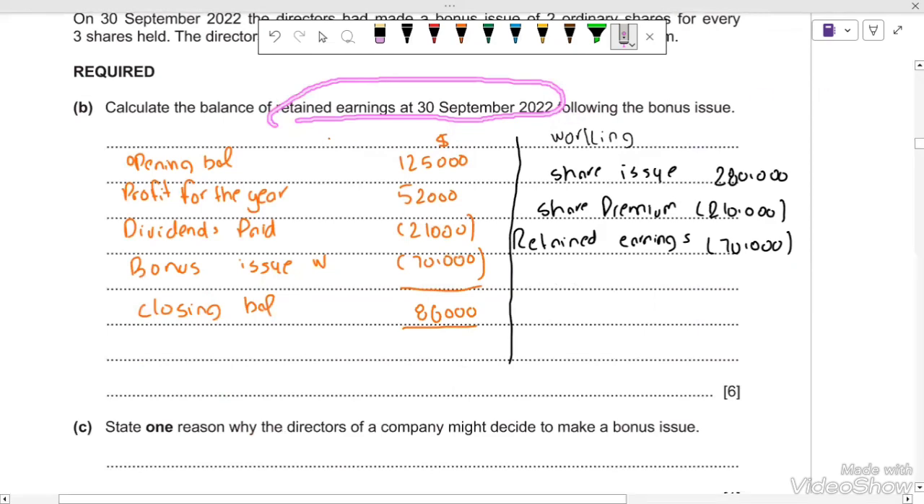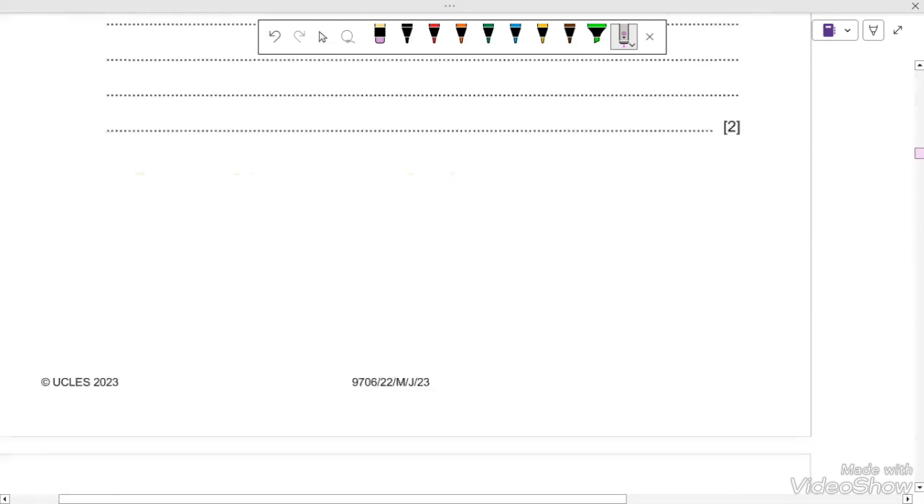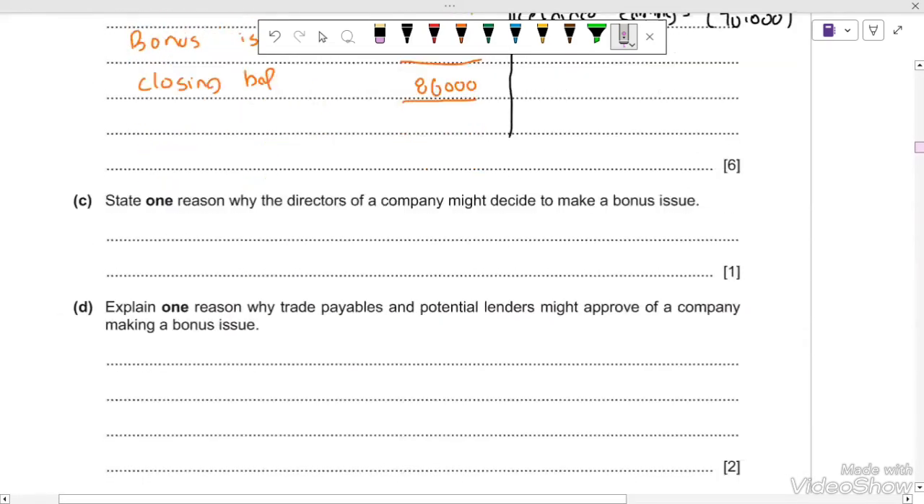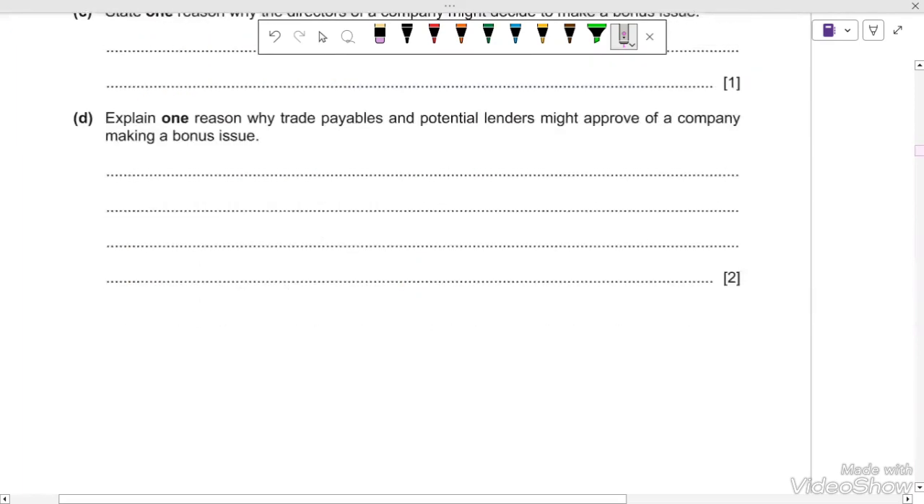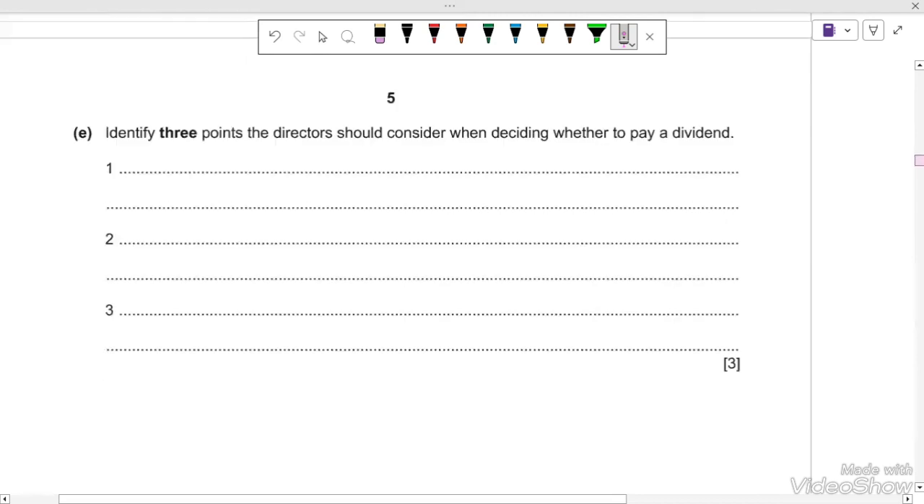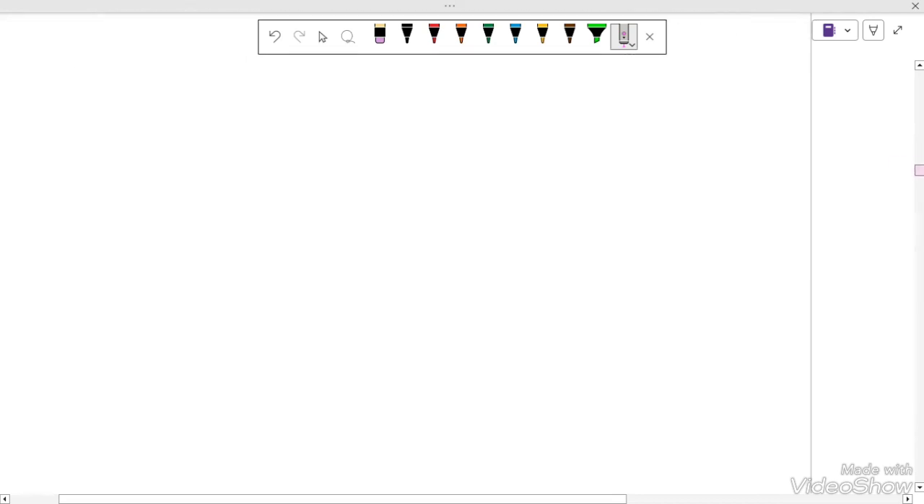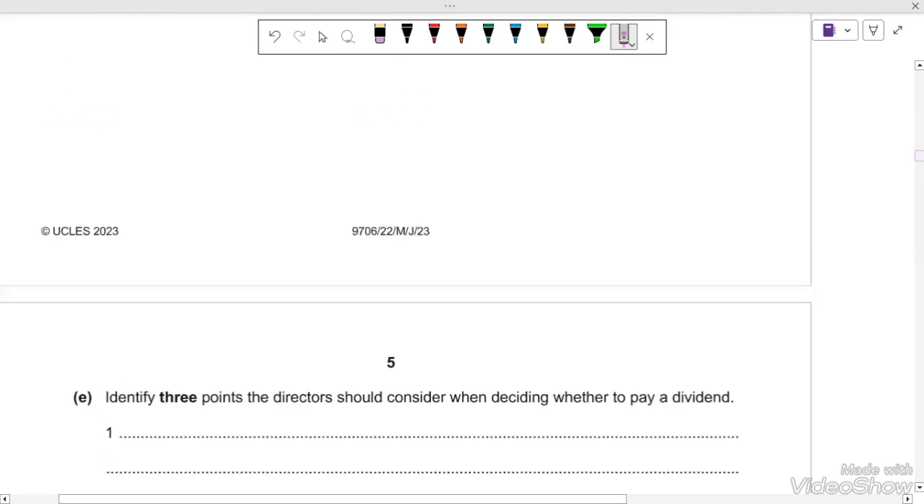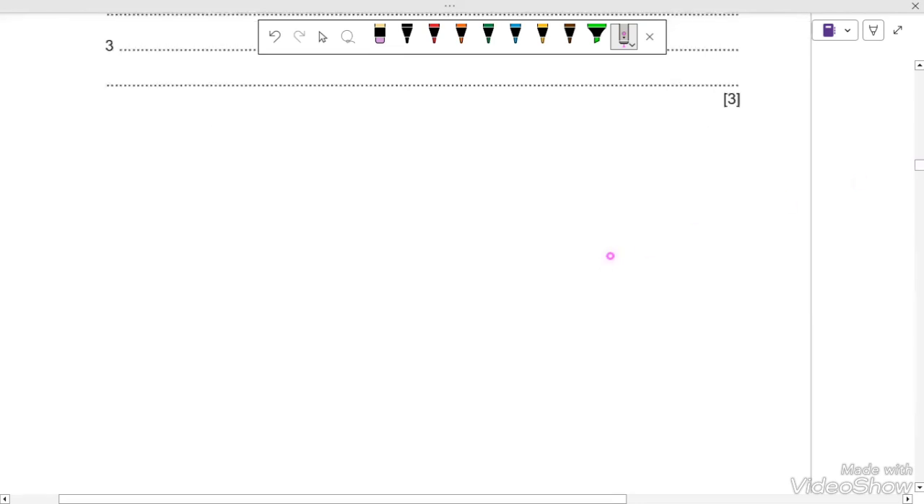So again, we are done with this part. After that, we have some questions related to theory. Most of the time, these questions are very easy, but if you want me to solve them too, you can just comment in the comment section and I will solve it for you.